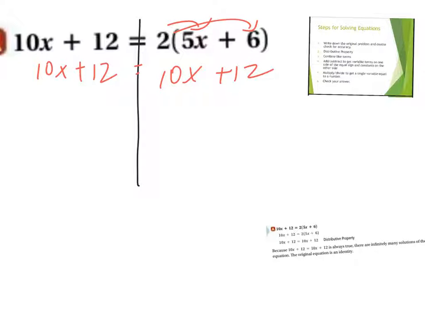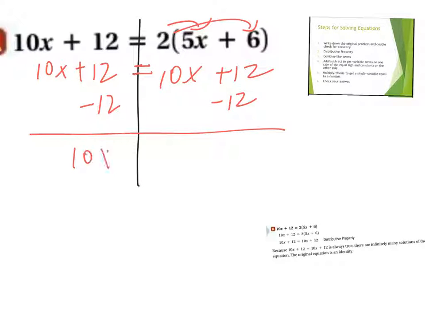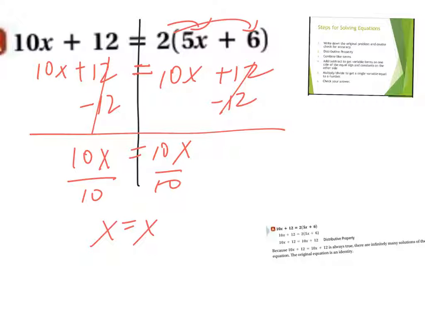Now, it's the same thing on both sides. Let's say you didn't recognize that, though. Let's say you kept going. So let's subtract the 12 and subtract the 12, both sides. So I get 10x equals 10x, because the 12s went away completely. Now, let's say you still didn't realize that's the same thing. Well, divide off the 10, divide off the 10. So I get x equals x.